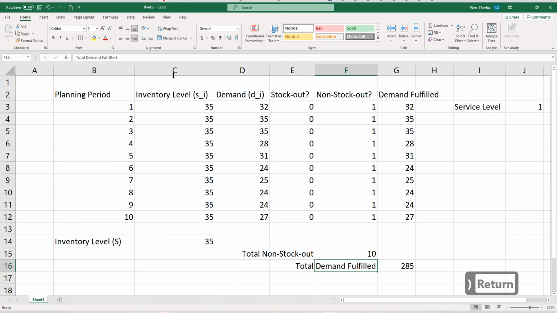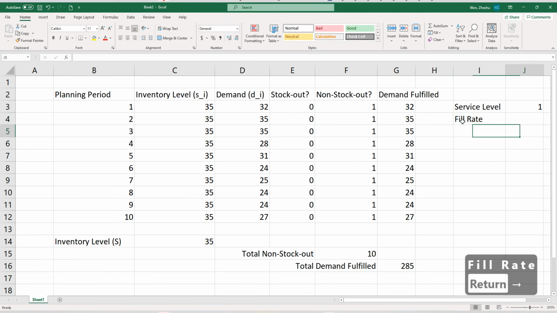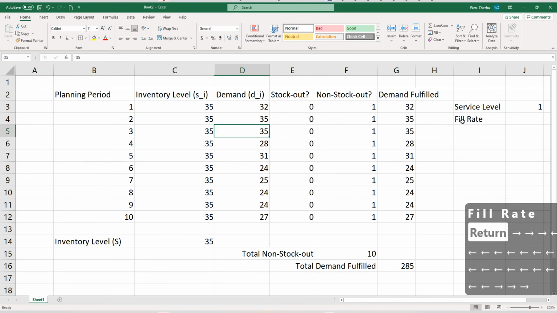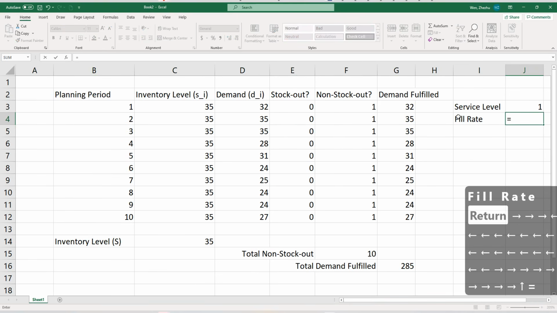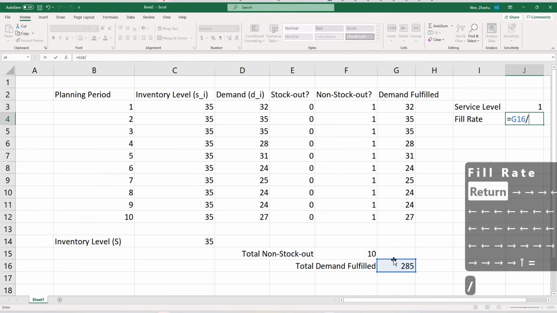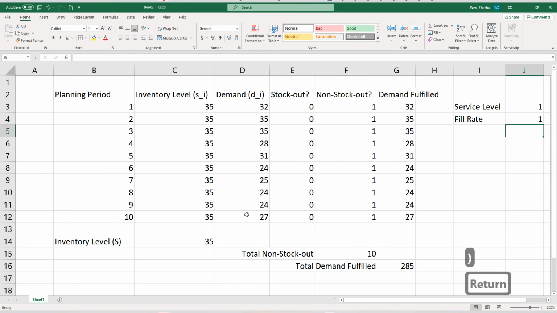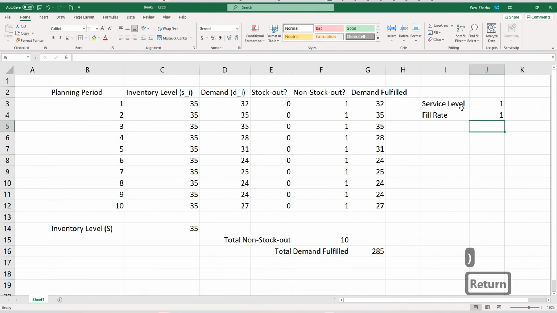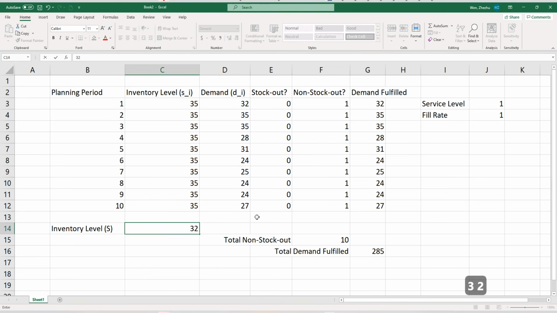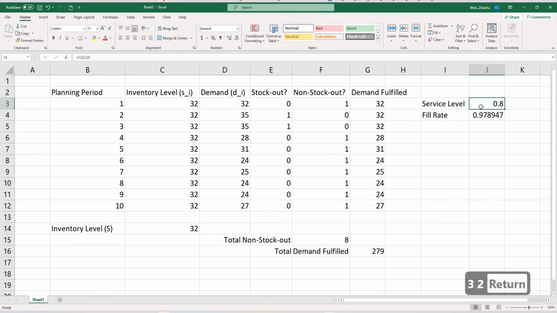And let me adjust this. The fill rate is going to be total demand fulfilled divided by the sum of all the demand here. Boom. Your service level is 1, therefore you were able to fulfill all the demand. Let me change this to 32. Okay, your service level is 80%, however your fill rate is 98%.